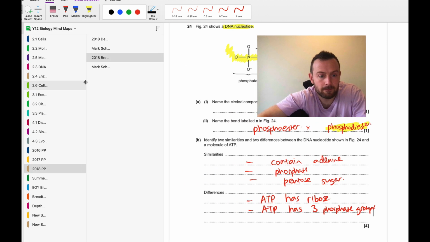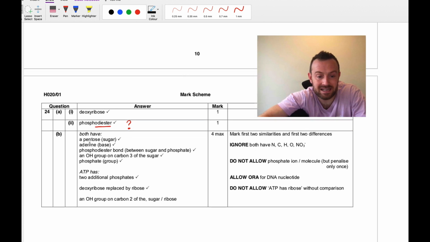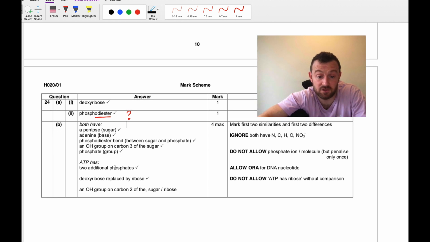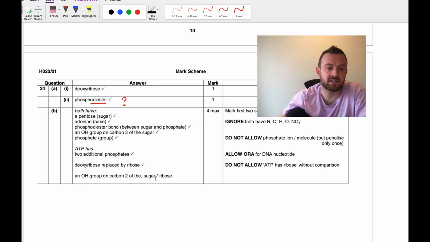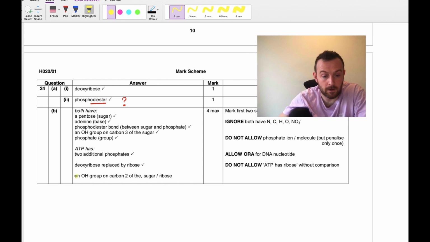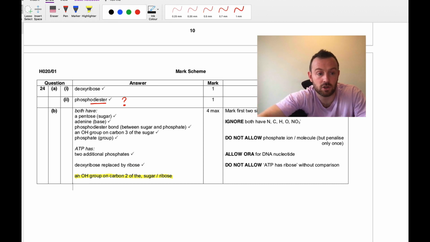So let's look at the mark scheme. Okay, so here we are. They both have a pentose sugar. They both have adenine. They both have a phosphoester bond. Yeah, all this stuff. Phosphates. ATP has 3 phosphates or 2 additional phosphates. Deoxyribose replaced by ribose. There's an OH group on carbon 2 of the sugar. Okay, so this is the difference between deoxyribose and ribose. On ribose, we have an OH group on carbon 2, but on deoxyribose, we don't have an OH group on carbon 2 of that pentose sugar.